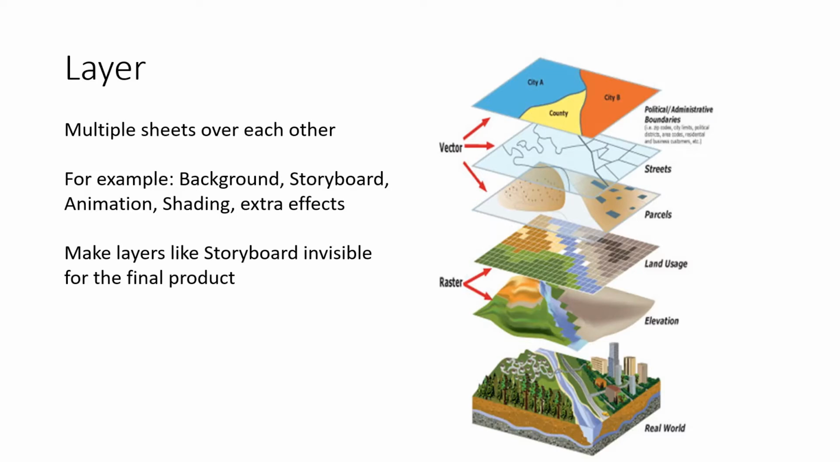Layers. You can imagine them like multiple sheets over each other, like on one is the background, one the storyboard, animation, shading, and the extra effects. And when you don't need one, you can lower the opacity to 0, like the storyboard. You don't want to see that in the final product, so you make it invisible.